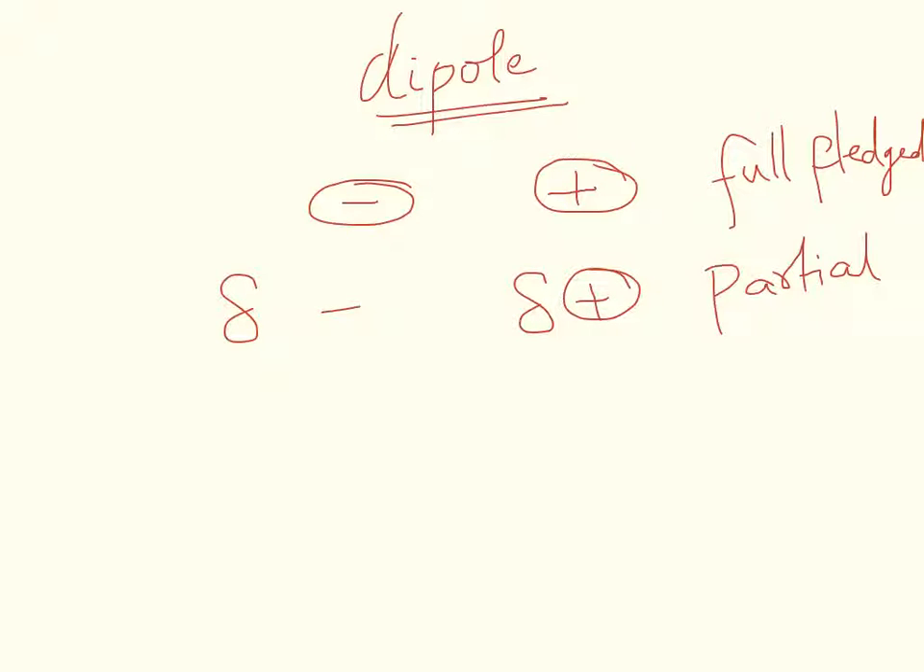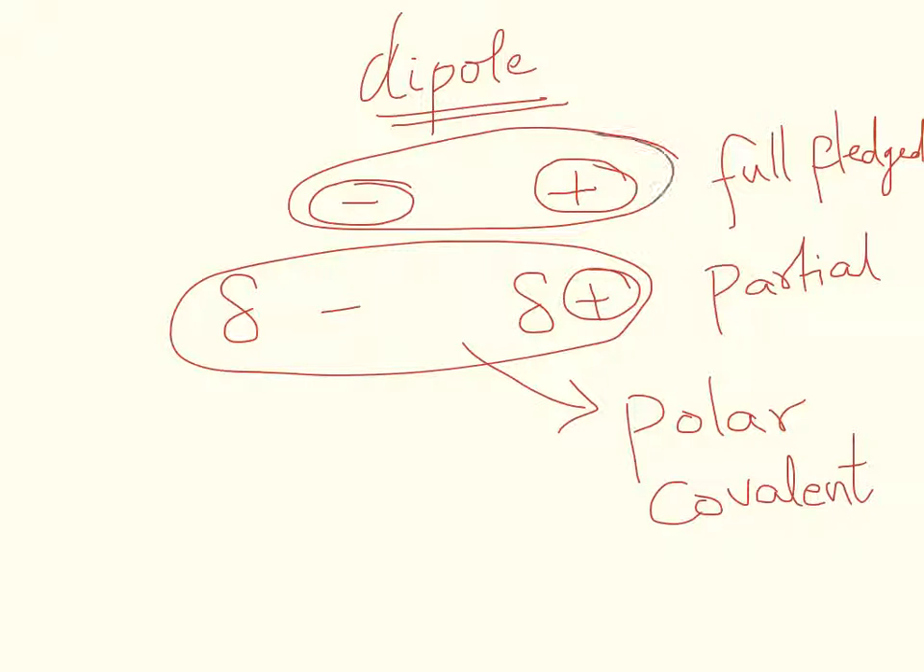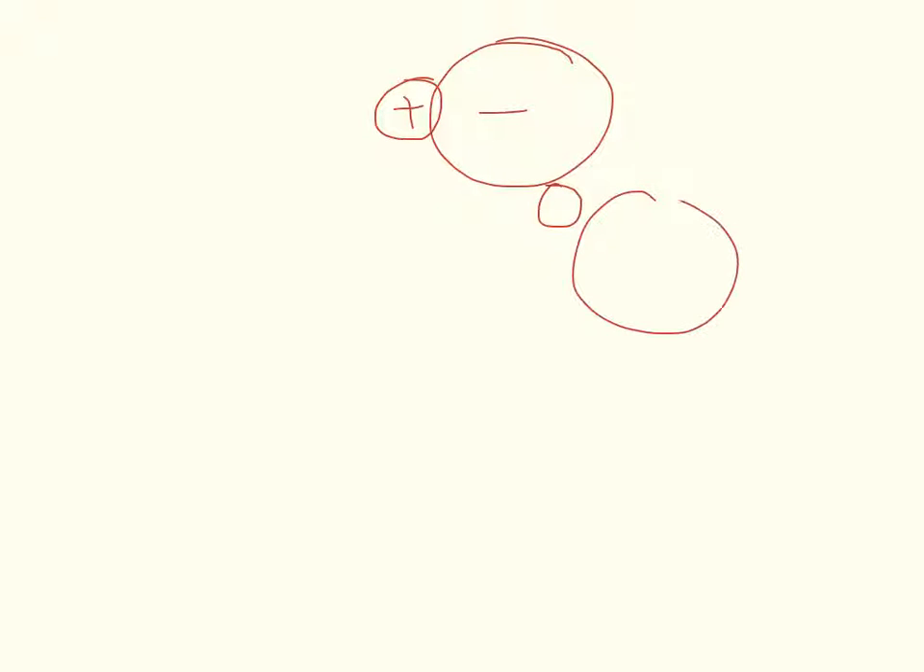Partial positive and partial negative are usually found in polar covalent molecules. Full-fledged positive and negative are usually found in ionic molecules. So now if you take an ionic compound, say sodium chloride, sodium ion and chloride ion, and sodium ion and chloride ion. So let's say this is the crystal.